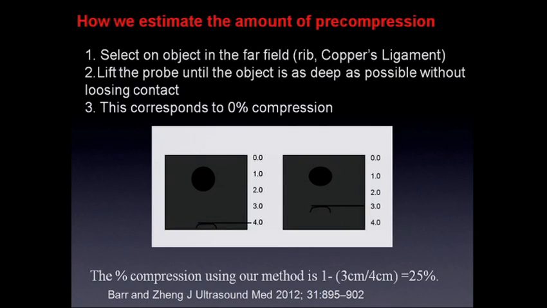This is again just going over what I said. Pick an object in the far field, be it a rib or a Cooper's ligament, lift the probe up, and that object will start to fall in the far field. You continue to do this until you still have contact. I like to grade the amount of compression based on this. Here, a rib without compression goes to 4 centimeters depth. If I apply some pre-compression it goes to 3 centimeters. Then I like to say we've applied a 25% pre-compression. Again, we should be doing our elastography, either strain or shear wave, with as close to 0 pre-compression as possible.